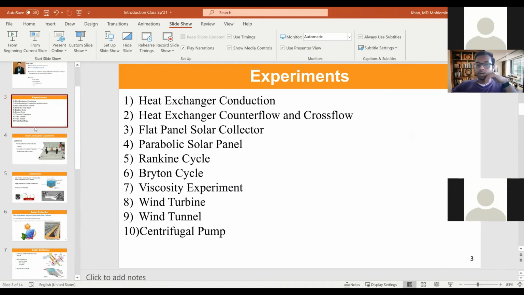10 experiments. Some of them involve pure thermodynamics, more of heat transfer analysis. Some of them are about harnessing renewable energies from our environment. Some of them are studies of turbo machineries, and then you also have studies on viscosity. Any question?